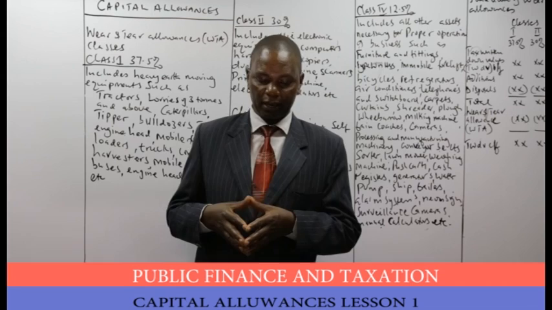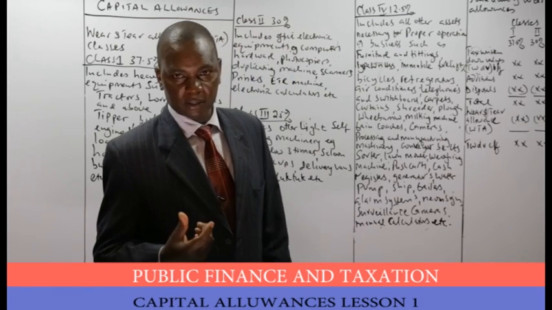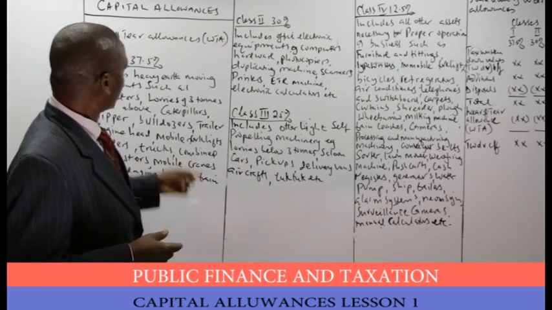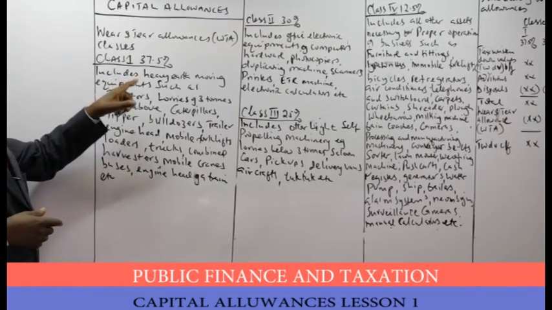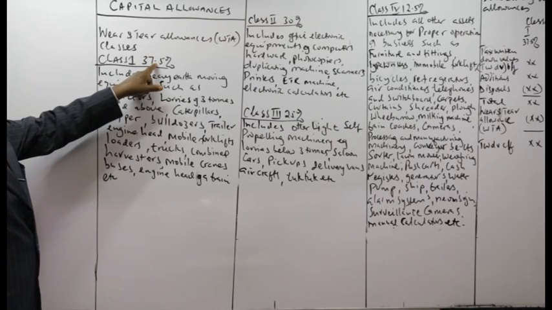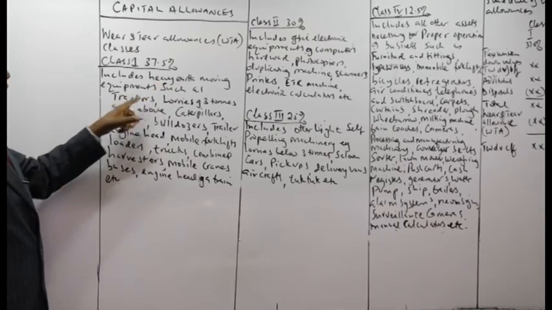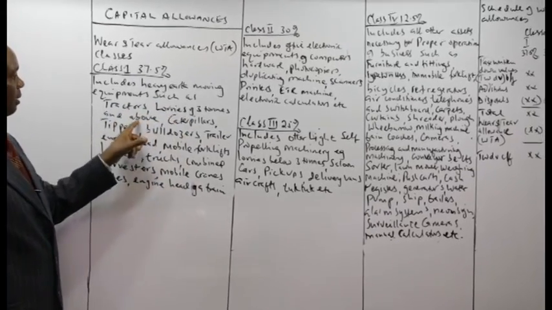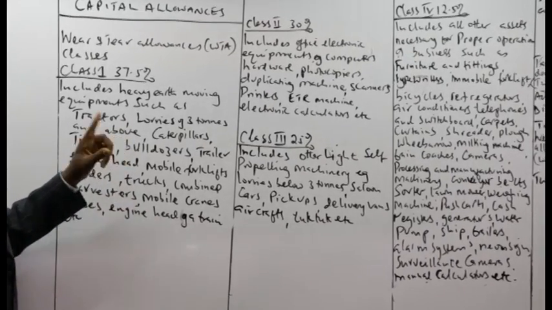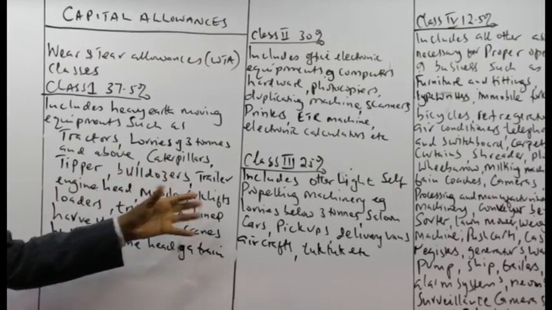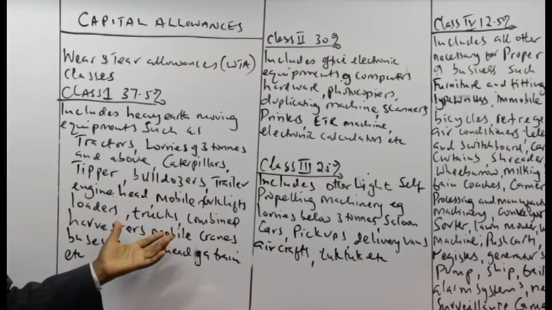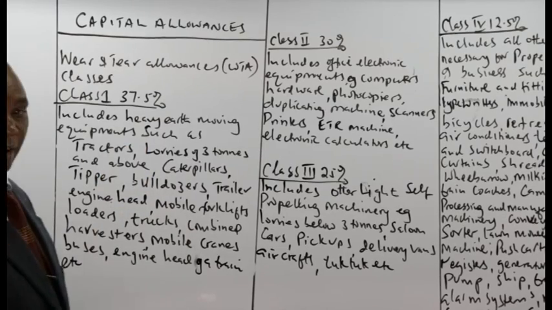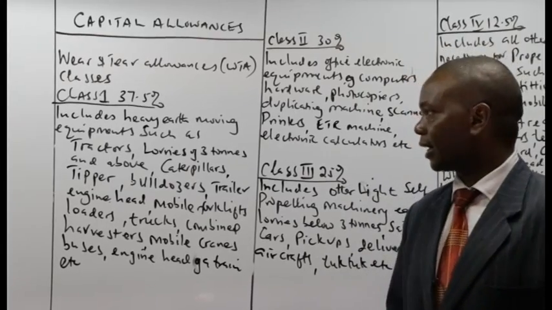And assets are normally classified as follows for the purpose of the wear and tear allowance. So we have classes of assets for this purpose. Now, class number 1 is granted wear and tear at the rate of 37.5%. This class includes heavy earth-moving equipments, such as tractors, lorries of 3 tons and above, caterpillars, tippers, bulldozers, trailers, engine hand, mobile forklift, loaders, trucks, combined harvesters, mobile cranes, buses, engine hand of a train, etc. The key thing here is every other moving equipment, and we are looking at 3 tons and above.